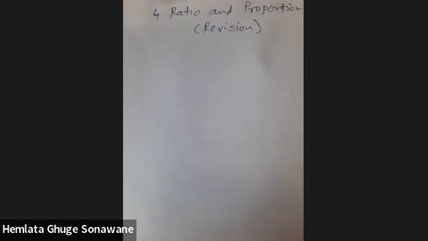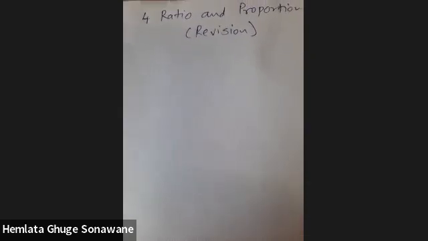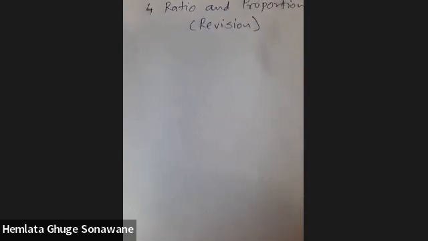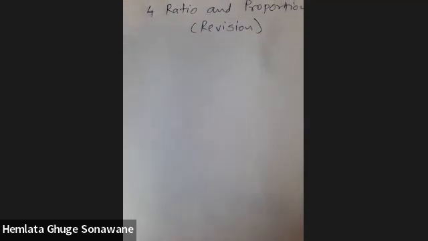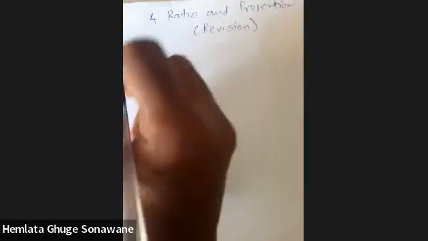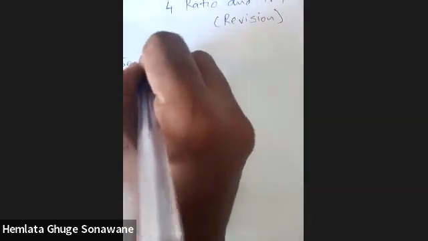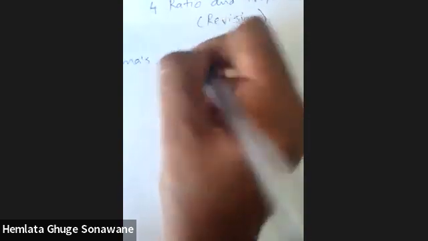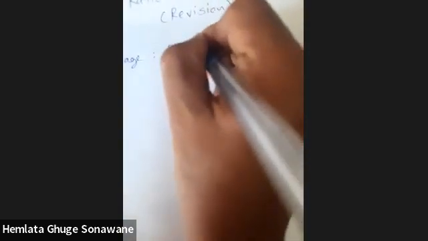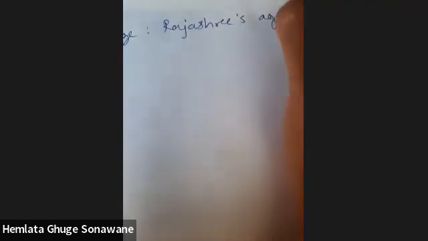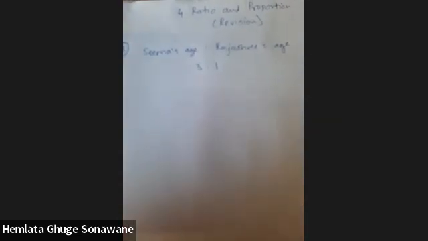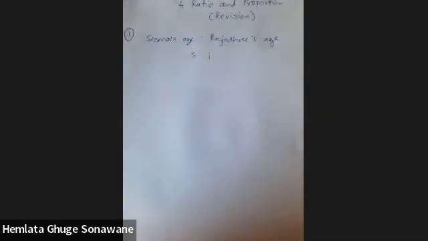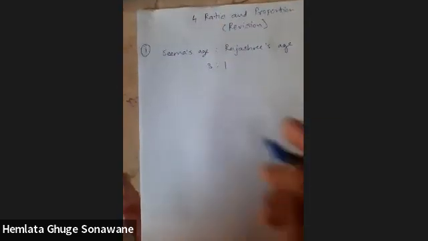First example: the ratio of ages of Seema and Rajasri is 3:1. The ratio of ages of Rajasri and Atul is 2:3. Then find the ratio of ages of Seema, Rajasri and Atul. Now, what is given in the example? The ratio of Seema's age and Rajasri's age is 3:1. And one more ratio is given, that is Rajasri's age and Atul's age.